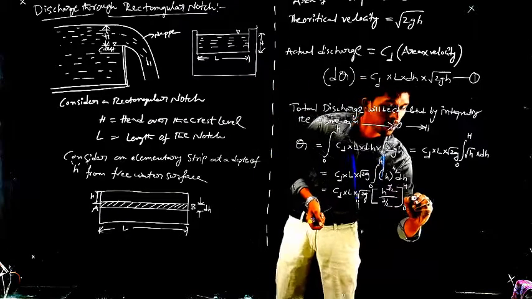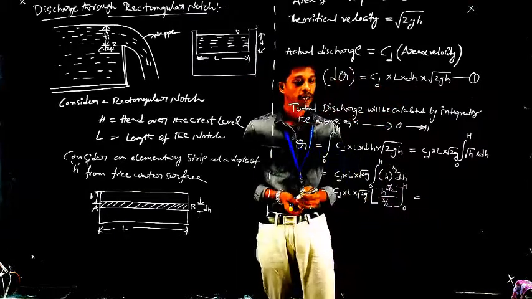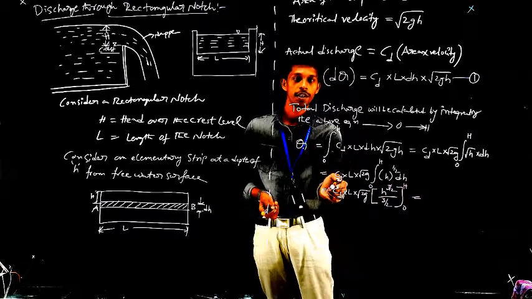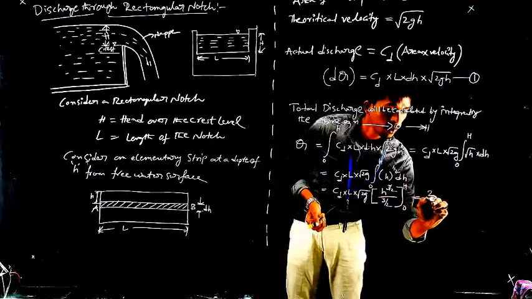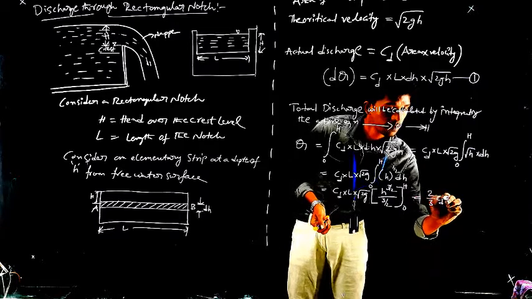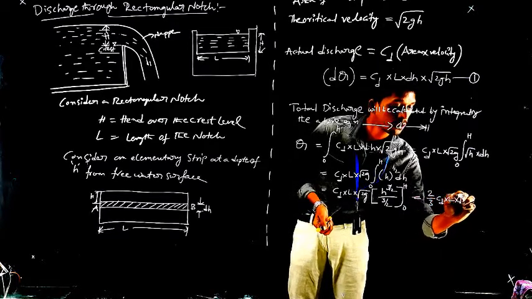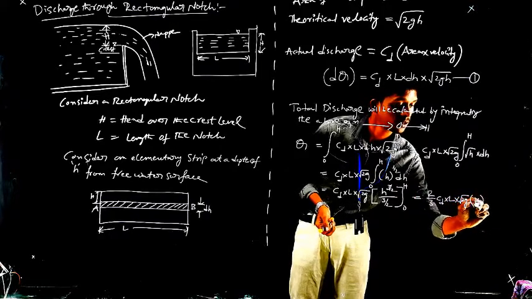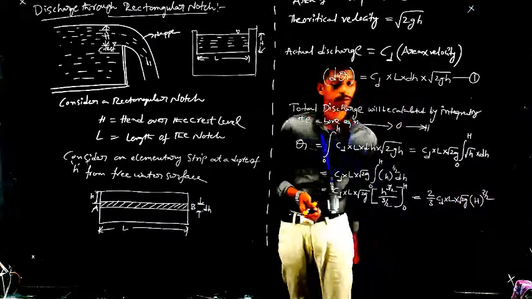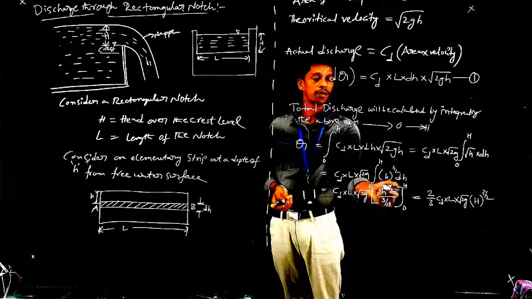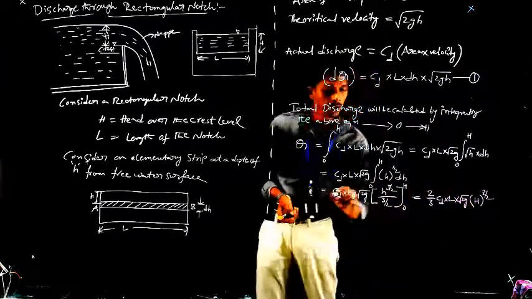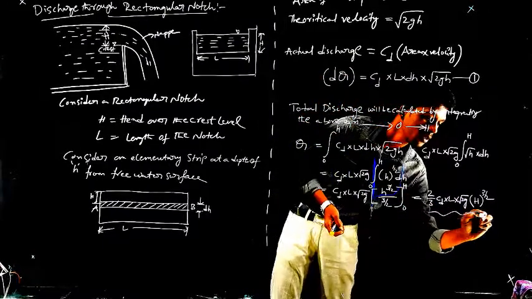Okay, so by applying the limits, what will you get? This 3 by 2, you will take to the front, you will get 2 by 3 CD L into root 2G inside capital H power 3 by 2, and by applying 0, obviously you will get 0. There is no need to put the value there. Okay, so what is the value you got here?